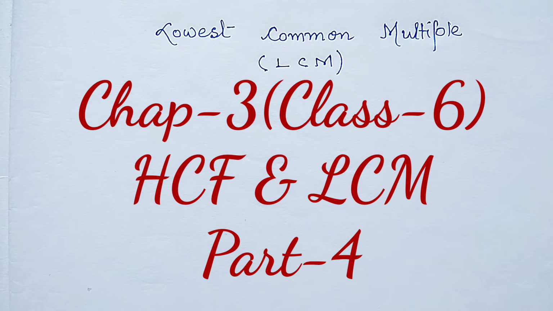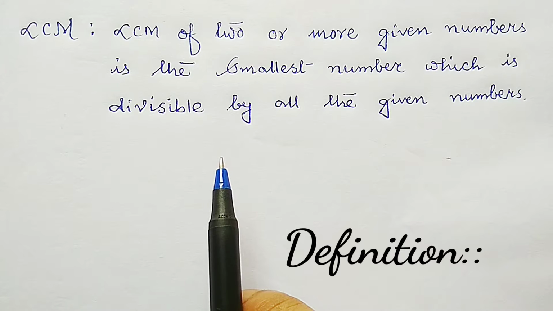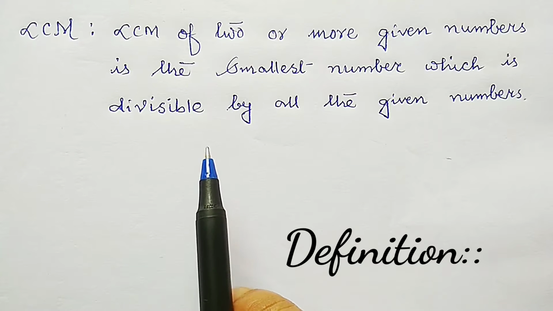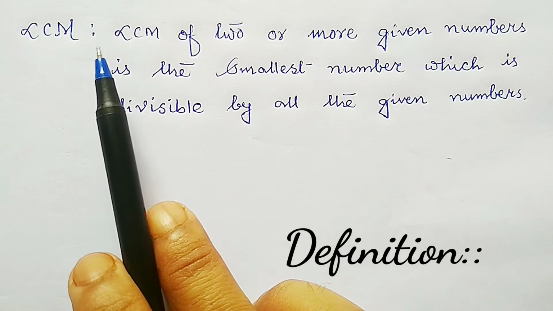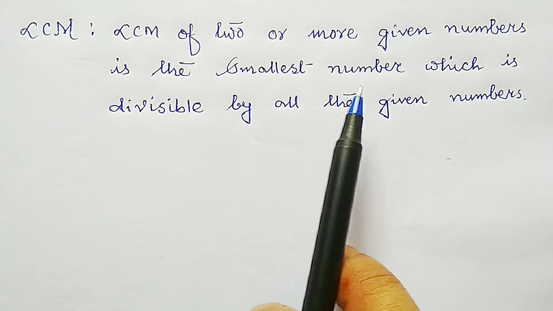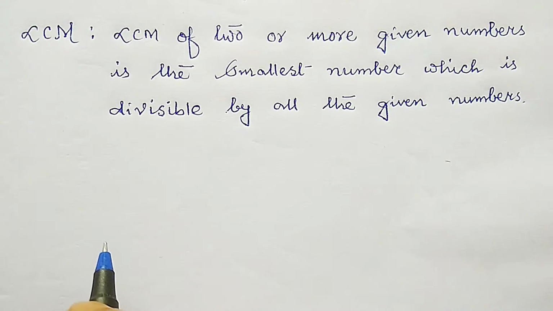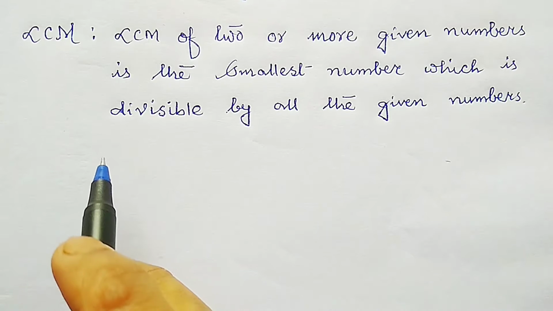Hello students, I hope all of you know how to find HCF, and in this video I am going to explain how to find the LCM of two or more than two numbers. What is the definition of lowest common multiple? Lowest common multiple of two or more given numbers is the smallest number which is divisible by all the given numbers. Let me give one example, then this definition will be clear.